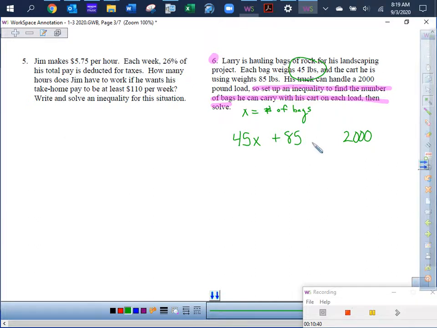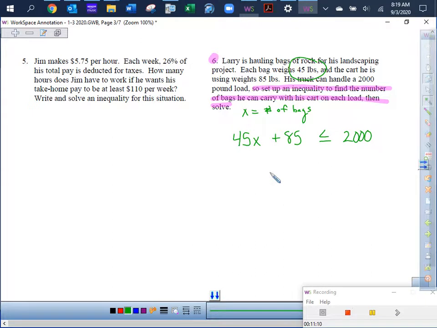We have to decide, could it hold more than that or less than that? What do you think? It would have to be less than the 2,000 for sure, because if you do more, the truck's not going to handle it. And somebody also said, or equal to, because can't it totally handle the 2,000-pound load? So here's what he's putting in the back. Bags, 45 pounds apiece, plus the cart, 85 pounds. That's got to be less than or equal to 2,000 pounds. Sound good? Then all we've got to do is solve for x.